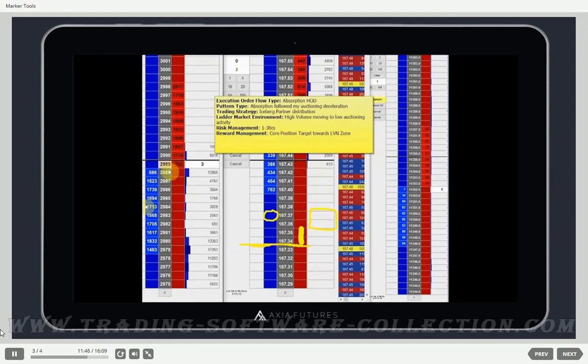Your risk management, 1, 2, 3 ticks. Your reward management is effectively looking for the low volume node here at the 82s. And as the market starts trading, you want to see how the market starts trading back towards this area over here. So let's have a look how this continues to trade.